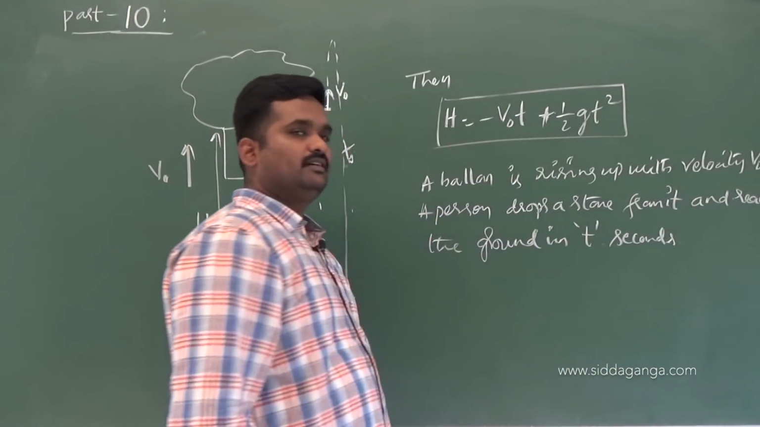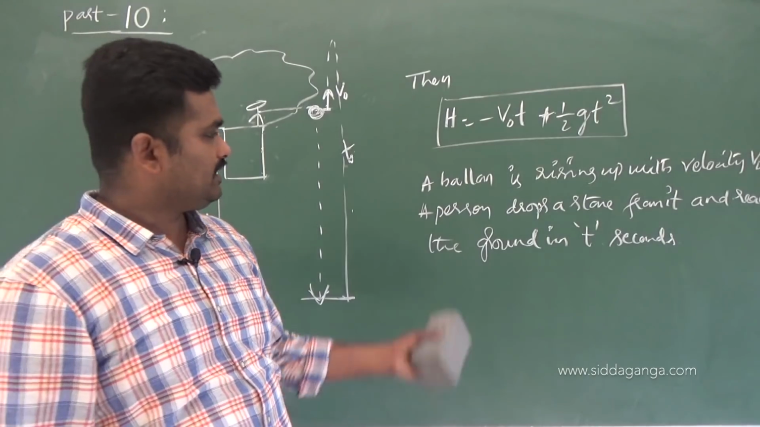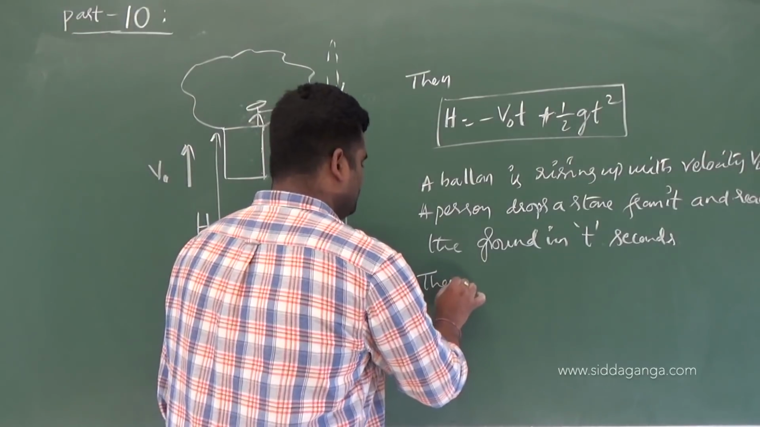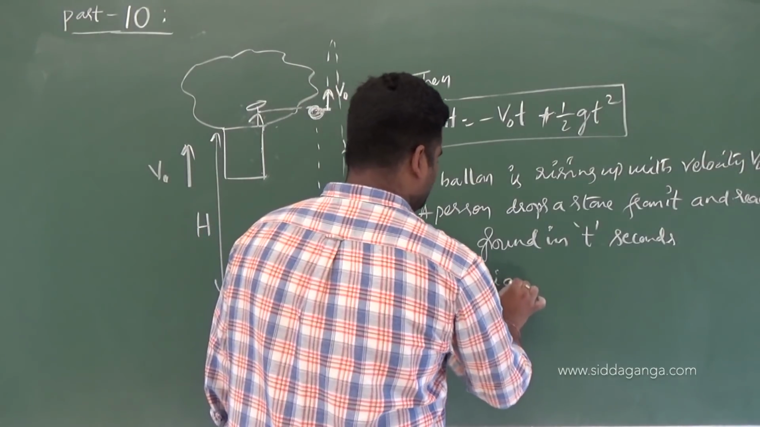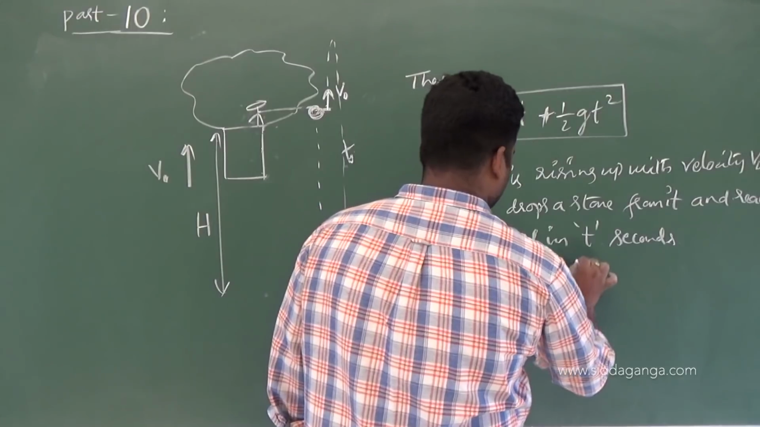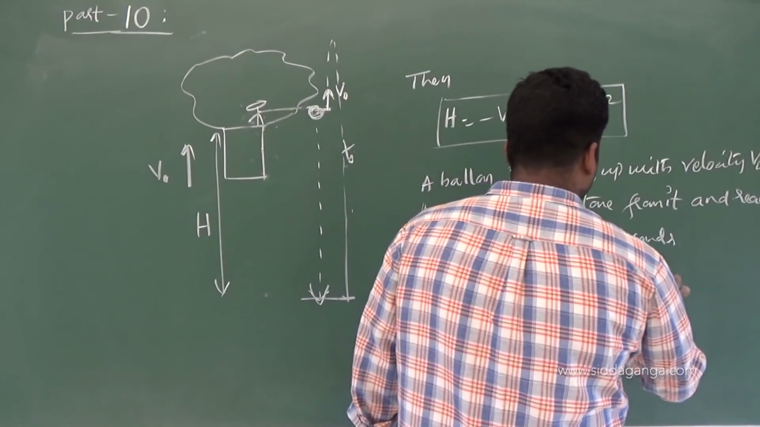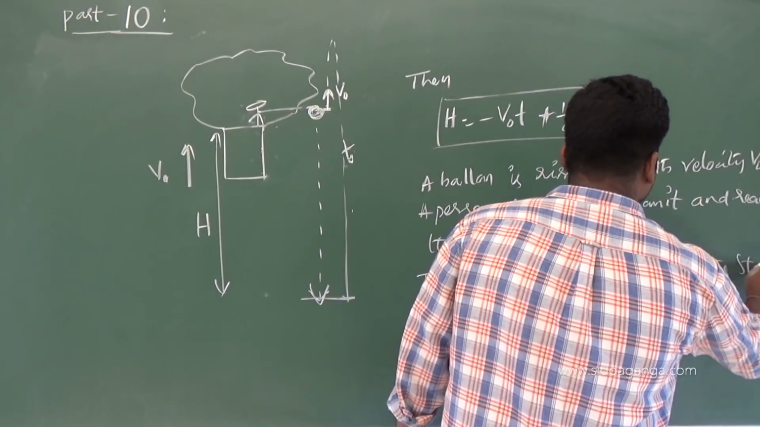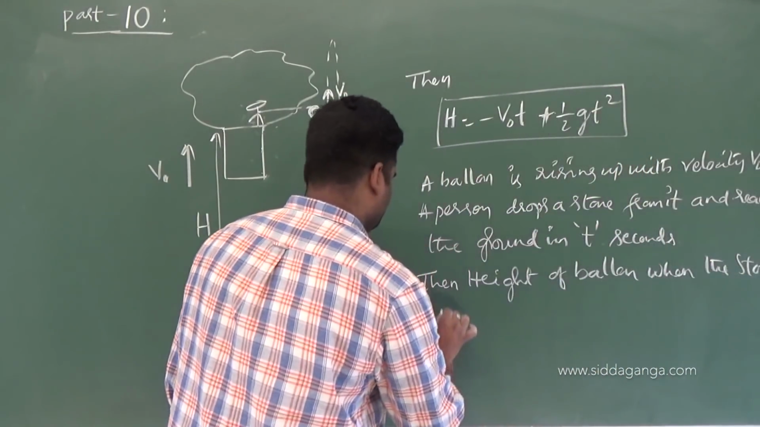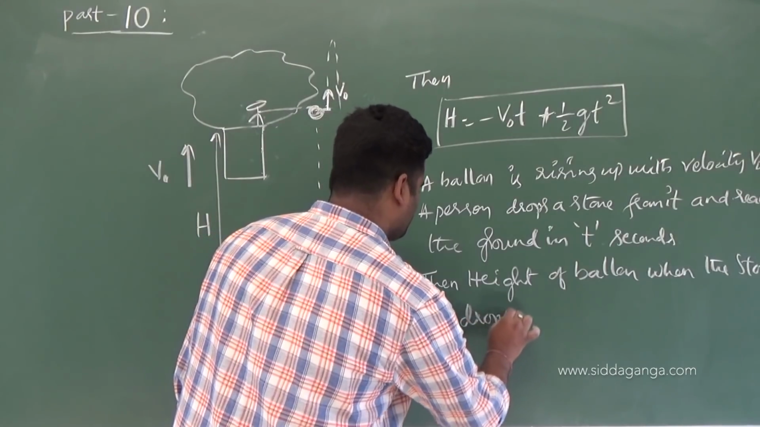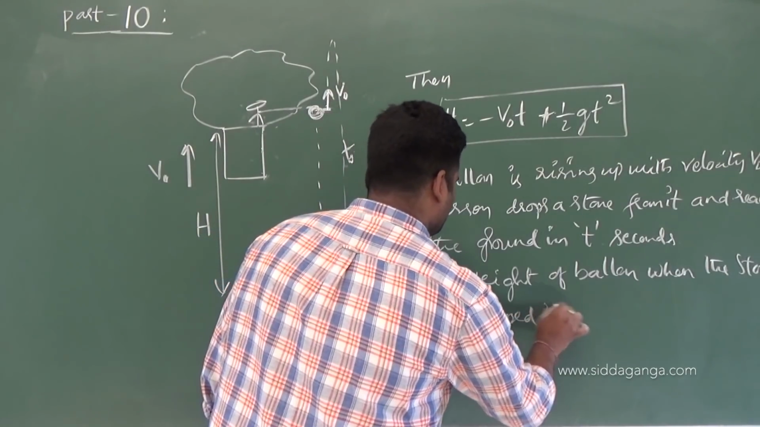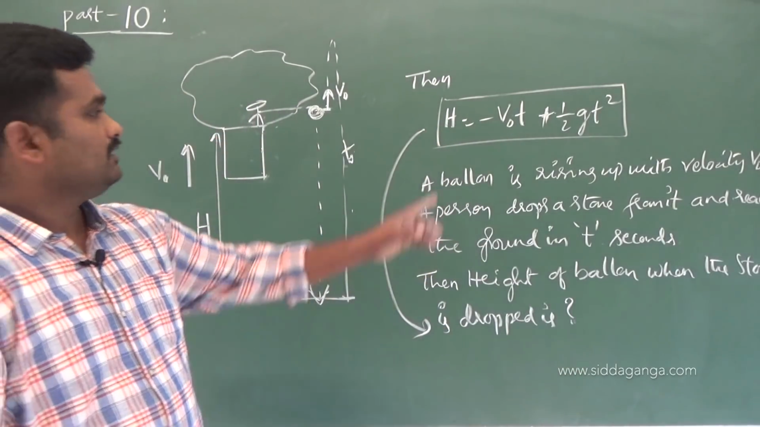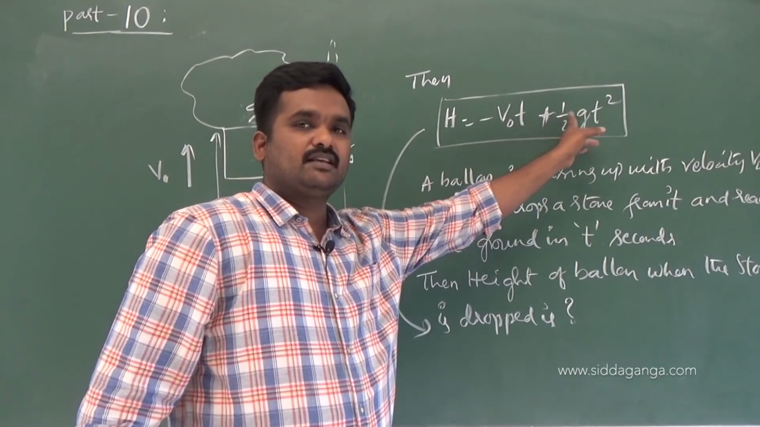Then the height from which the ball has been dropped, that is, the height of the balloon when the stone is dropped, is, question mark. What is the height of the tower? This is the relation. H equals what? Minus v naught into t plus half g t square.